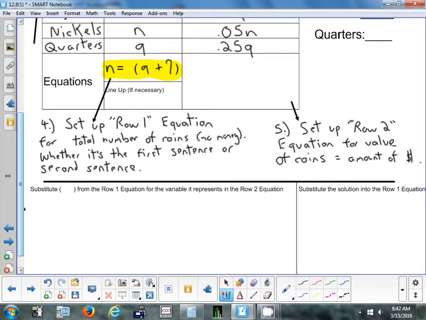All right, our second, Vic, you all set? Our second, row 2 equation is always going to deal with the amount of money, what they're worth. Whether it's the first sentence or the second sentence. You got to keep that in mind, because in this case, the first sentence deals with the amount of money. But we still want to put it as our row 2 equation. So row 1 always deals, whether it's the first or second sentence, with the number of coins that we have. 5 more quarters and dimes, a total of 11 coins, all right?